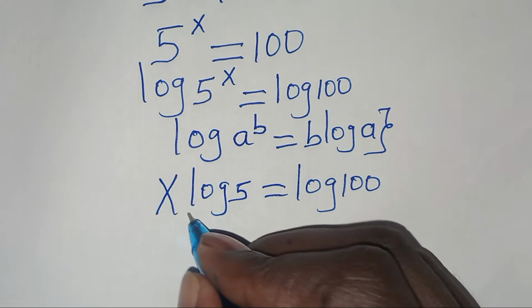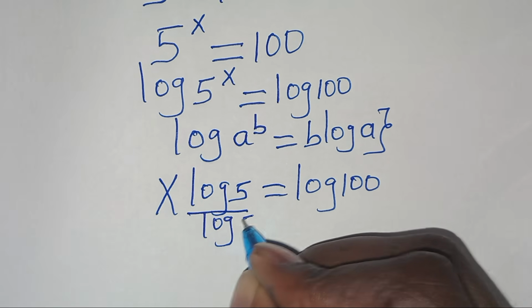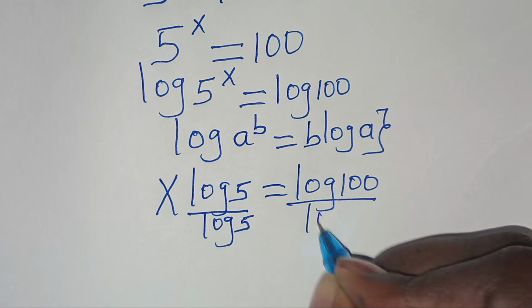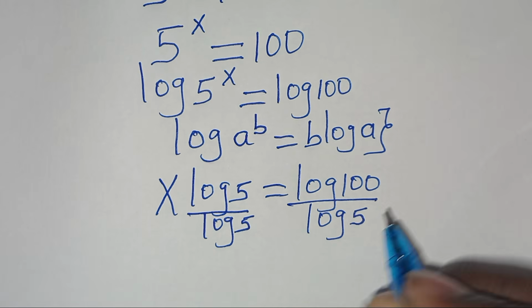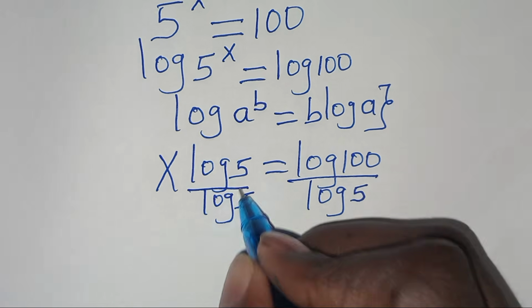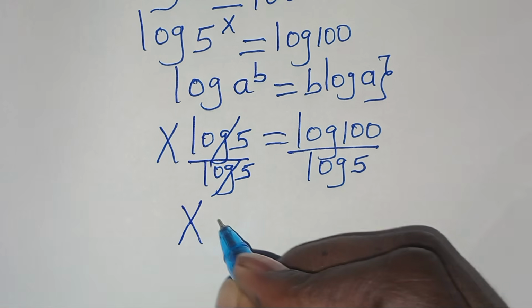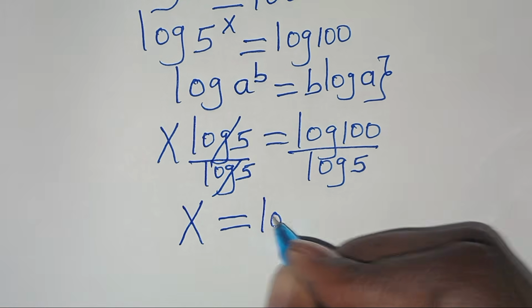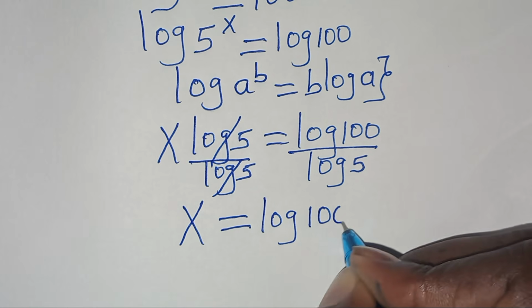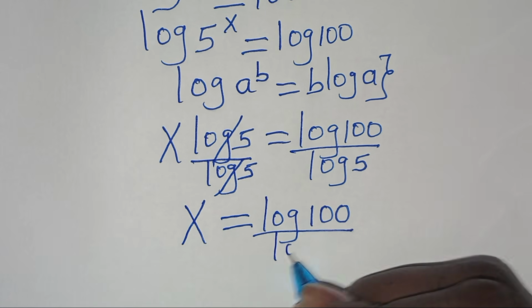Now let's divide both sides by log 5. And also here we have log 5. Now let's simplify log 5 and log 5, so that we have x is equal to log 100 divided by log 5.